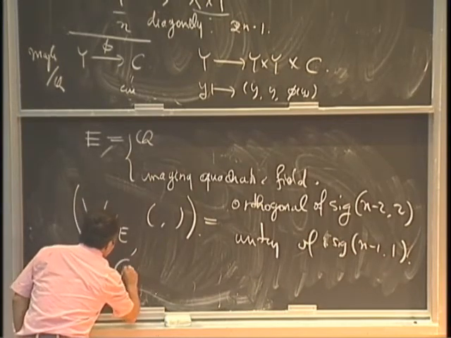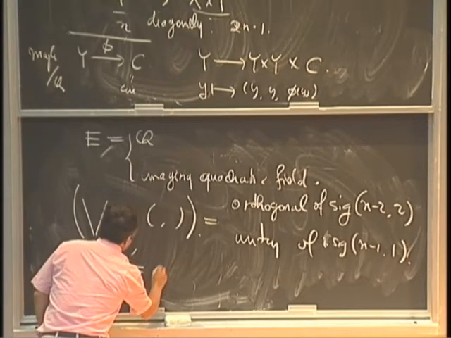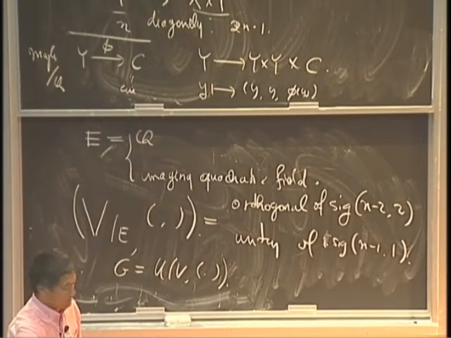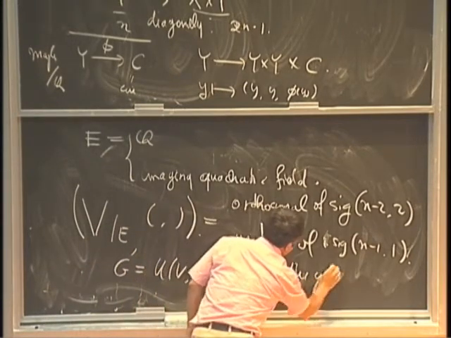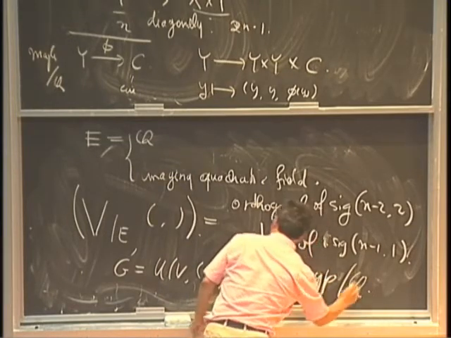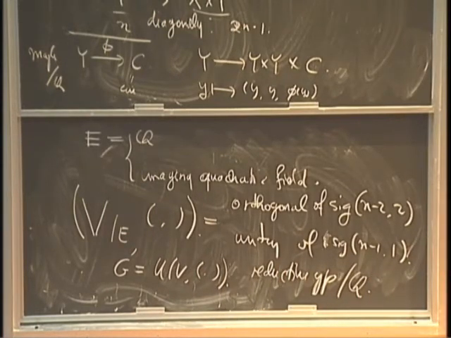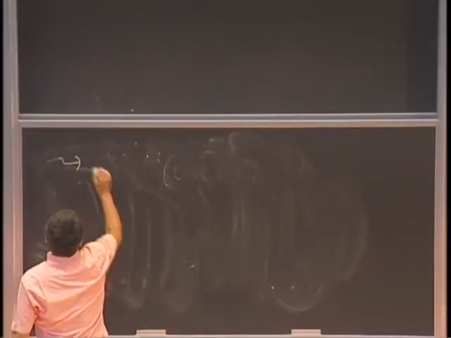So I write G to be the unitary group, I mean the group of similitudes of the space V with the pairing. So as a reductive group over Q. If you followed Kevin's lecture very carefully yesterday, this data allows you to define a Shimura variety. So in this way, you get a Shimura variety X_K.